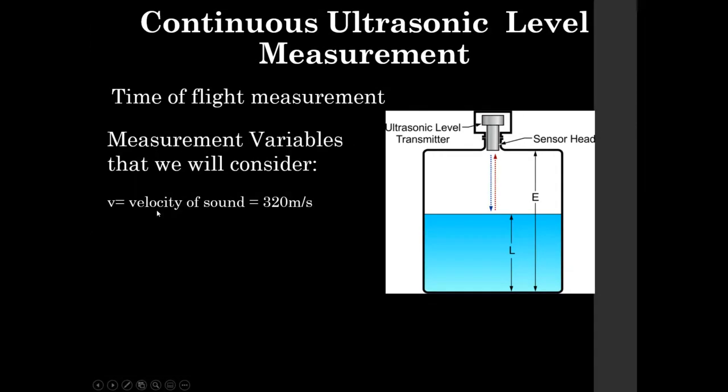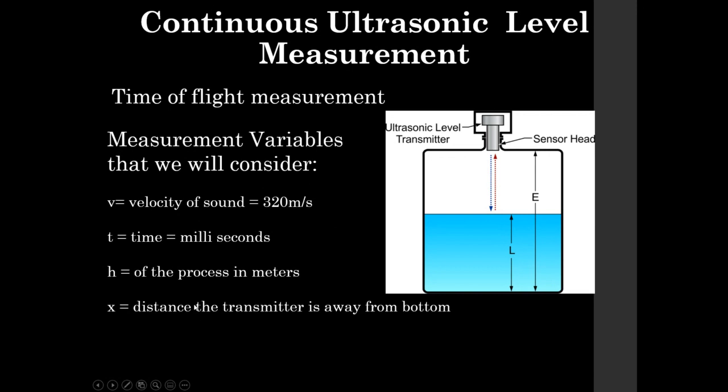So the first one, of course, is the velocity of sound, which will be given to you in any questions that you have. But it does vary a little bit depending on the density of air, because that's usually what the signal is traveling through. But generally, it's around the 320, 340 meters per second range. Time, of course, is going to be in milliseconds that it takes for a pulse to be sent out and returned. H is going to be the process height in meters. X is going to be the distance the transmitter is away from the bottom.